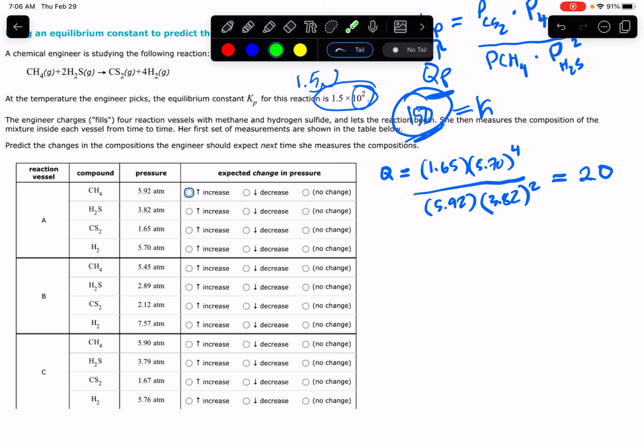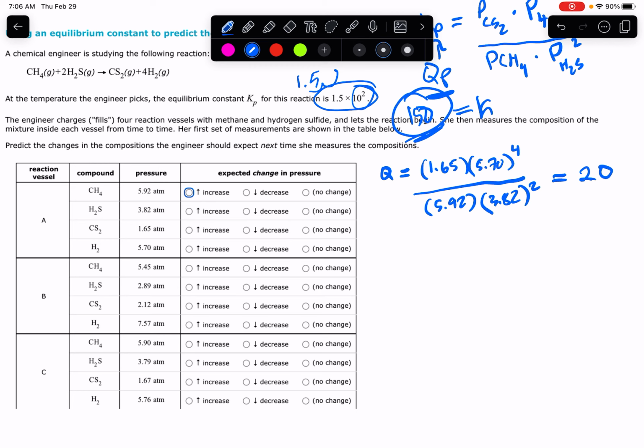And if you're wondering which way I do this, well, my Q is 20, so I'm going to put my Q right over here on my number line. This is my number line, it's smaller, and my K is over here, it's bigger. So which direction are we going to shift? We're going to shift in this direction. If we shift in this direction, what's going to happen? That means that everything on this side over here is going to get smaller, and everything on this side over here is going to get bigger.